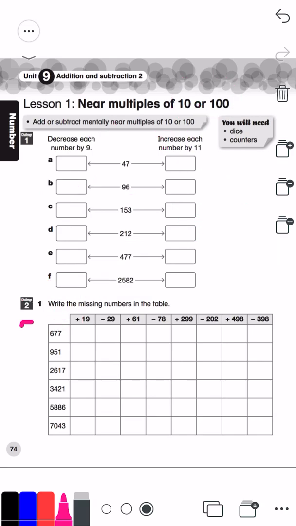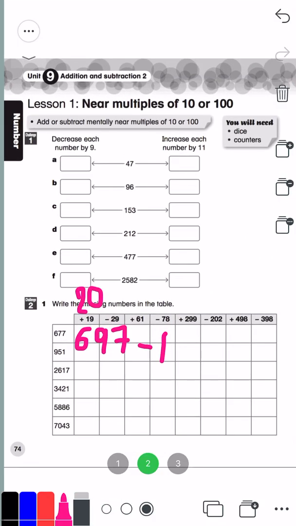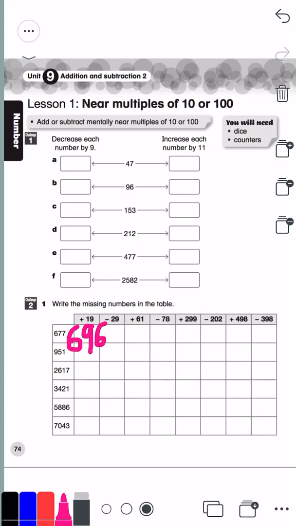And for the next challenge, in addition, we make it become a multiple of 10. So this is addition. Now we add 1 to make it 20. So let's say we're adding 20. And that equals 697. Because we added 1, we have to subtract because it's plus sign, addition. 697 minus 1 equals 696. And we write it in the box here, 696.